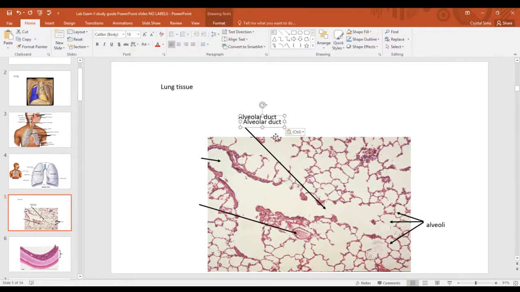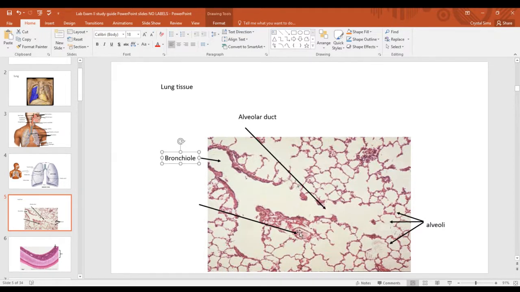So we're going to go to the next slide. Hopefully it works. And this is our histological slide that we have. All right, so this is the lung, okay, and you may be asked what this is a slide of. This is a slide of the lung, okay, so this is lung tissue.